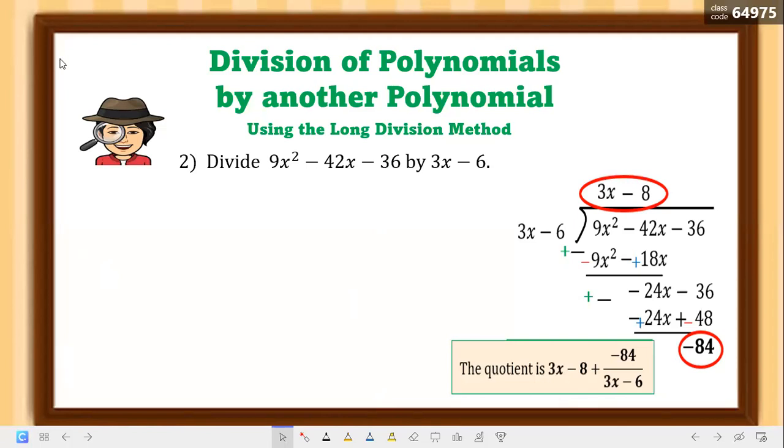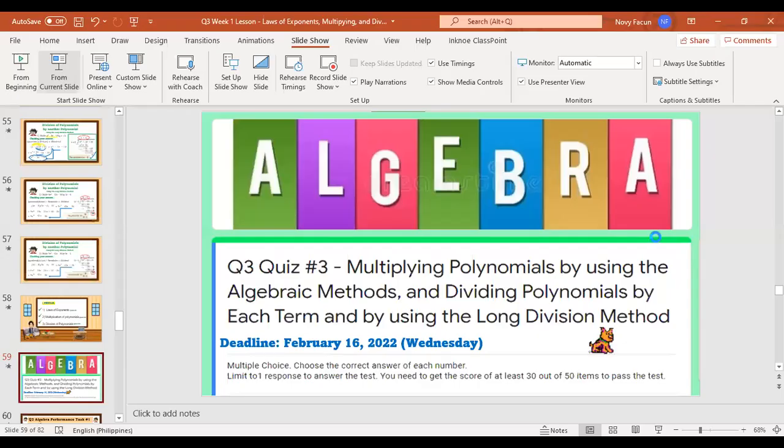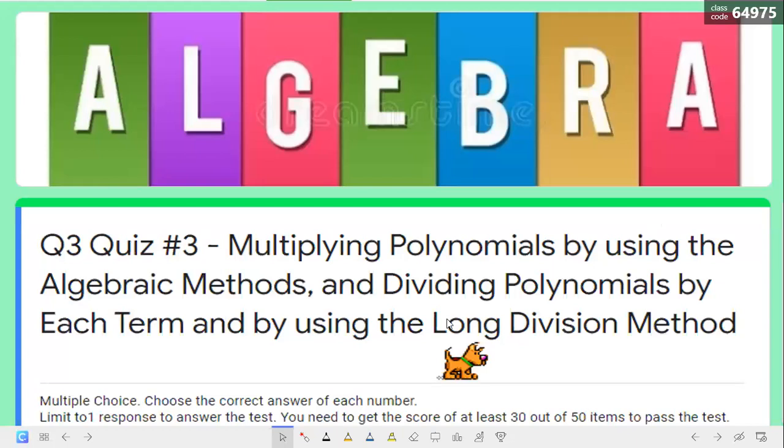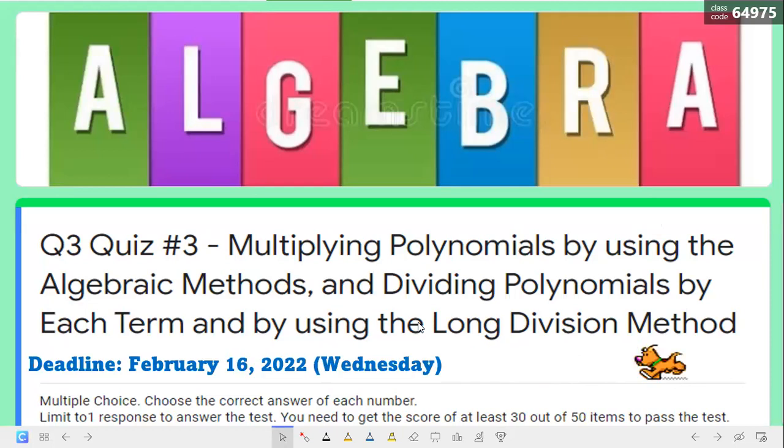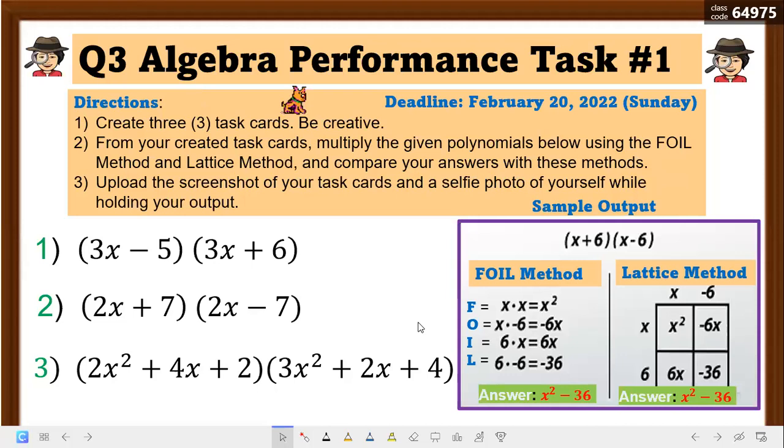Opo. Okay. So, with that, ito yung quiz number 3 ninyo. It's all about multiplication of polynomials using the algebraic methods that we discussed. So, and division of polynomials in turn and using the long division. At least, makakuha kayo ng 30/50 para pumasa. Okay, deadline is February 16. So, and your performance task number 1.